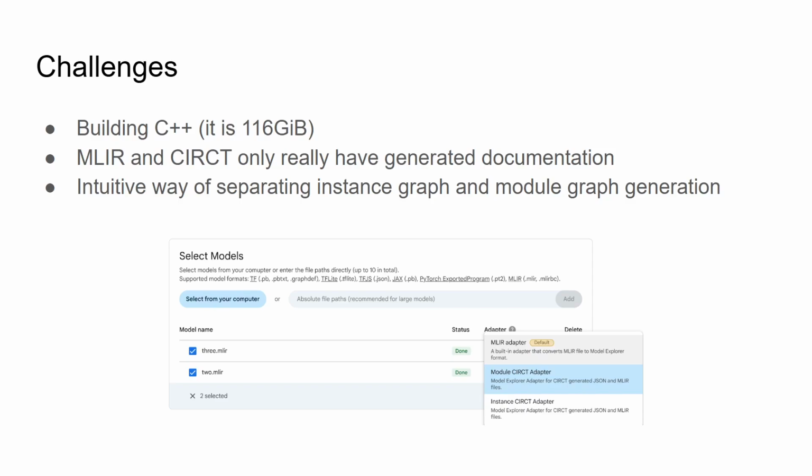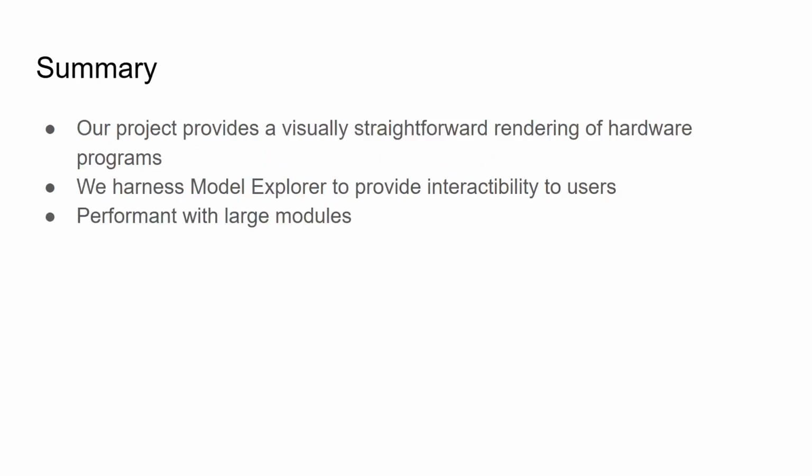So the main challenge of this project was building the C++. It was very large. You can see it's 116 gigabytes. We overcame this with time. MLIR and CIRCT don't have the best documentation, so it's quite hard to read and understand. Another challenge we encountered was finding an intuitive way of separating instance graph and module graph generation. So you can see using the UI here, that's how we solved it.